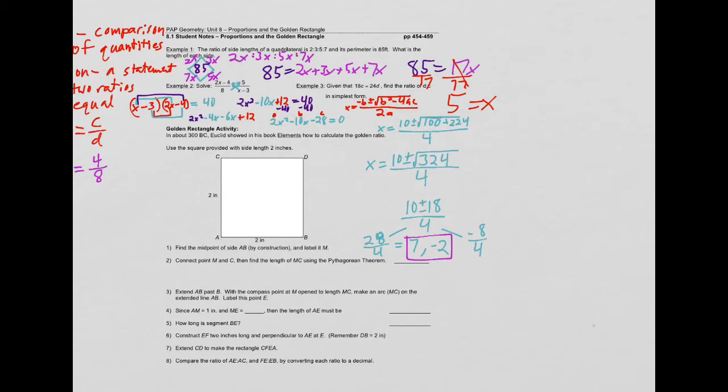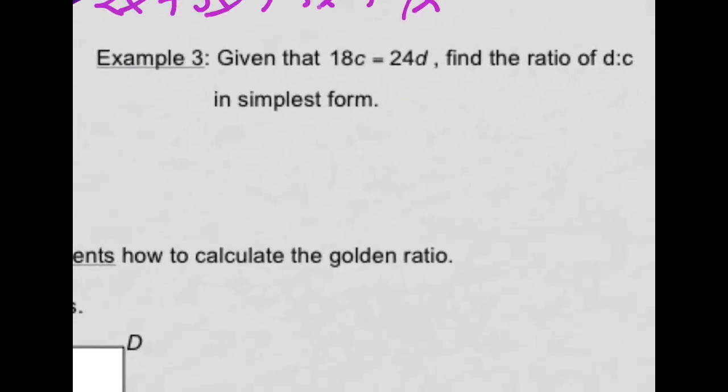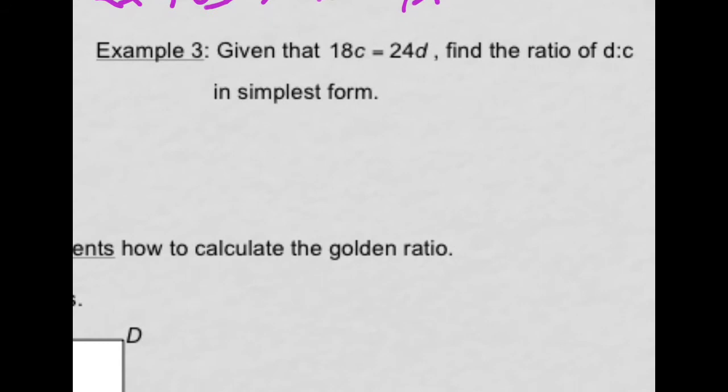Goodness gracious, look at all that math. Alright, well, let's erase a whole bunch of this here. There you go. Oh, I hate to see you go. And we'll look at example number 3. Okay, given that 18c is equal to 24d, we've got to find the ratio of d to c in the simplest form.